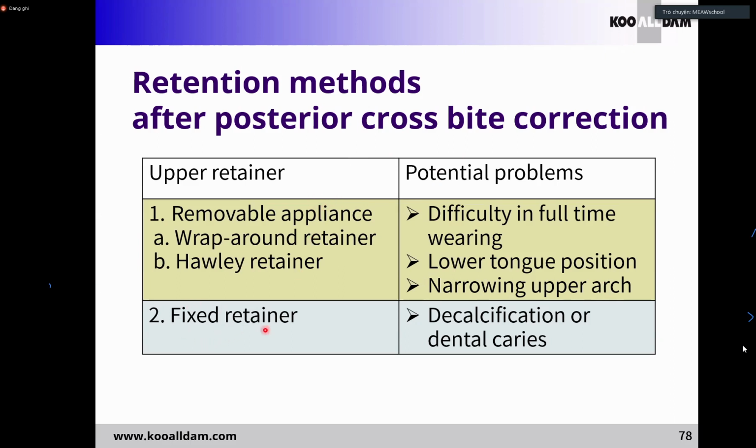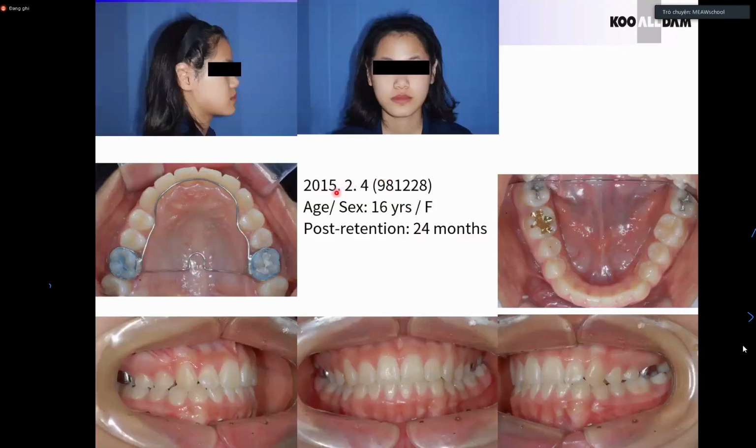This is a fixed type retainer. The main problems are calcifications or dental caries. So for this patient, we inserted this kind of retainer at 16 years old. And this is post-retention, 24 months later, and we can remove this TPA and lingual arch.